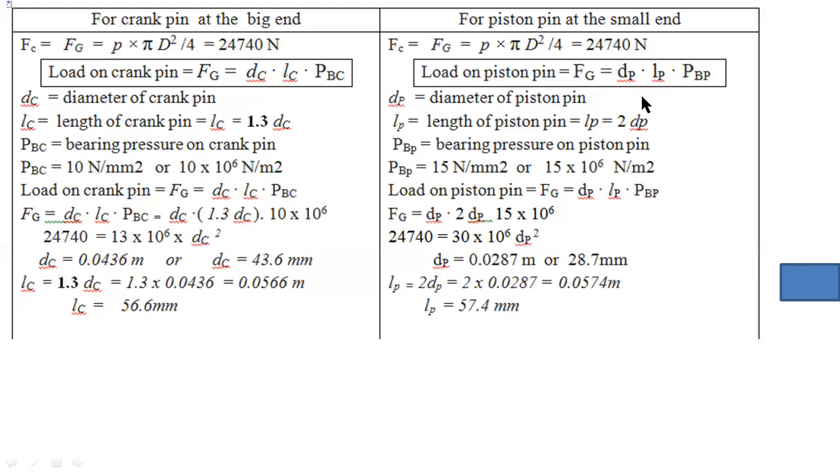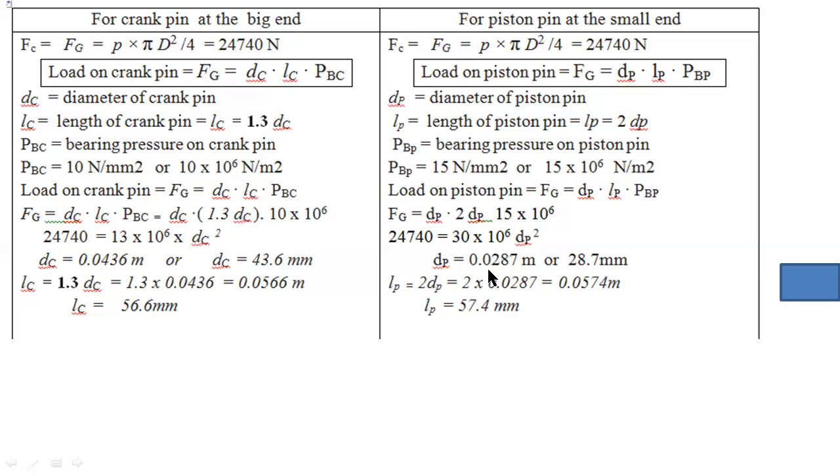Similarly, for a piston pin at the small end, substitute the values of LP and PBP in this equation. You will get the value of the diameter of the piston pin, DP. Already we know the value of LP: LP equals 2 DP. So you have to substitute this value in this equation, and substitute the value of PBP, that is the bearing pressure at the piston pin, equal to 15 megapascal.